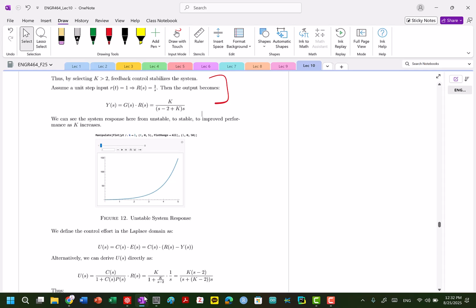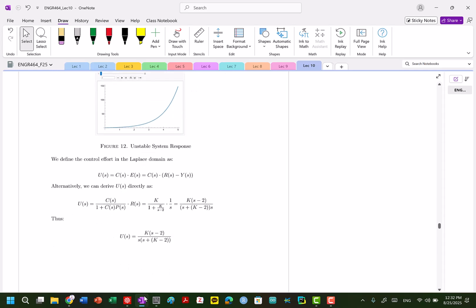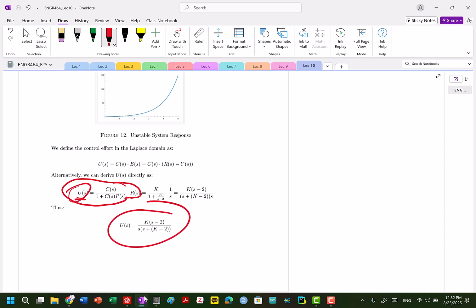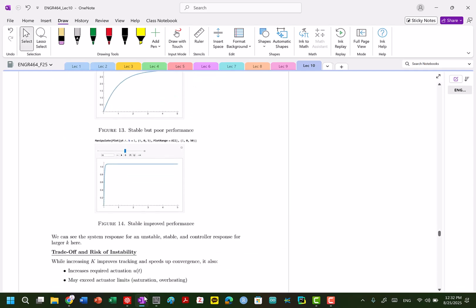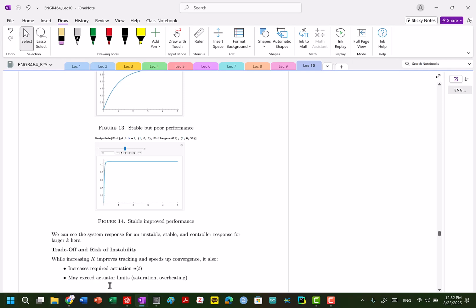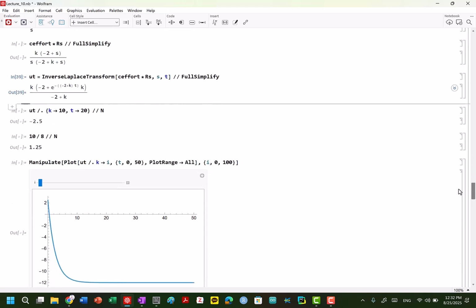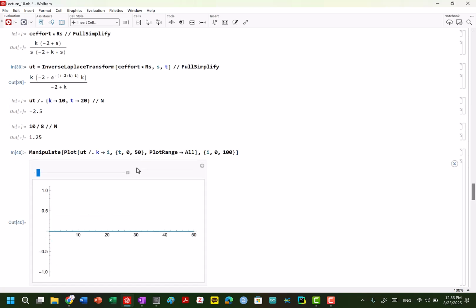But we can also look at the control effort. The control effort is going to look like this. And from the control effort we can derive our control command, U of S, so we can see what that is going to be. This is my control effort. If I multiply it by R of S, which is just unity, I can get my U of T. And what we find is the following. We can interpret this.